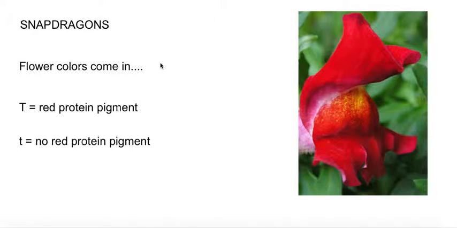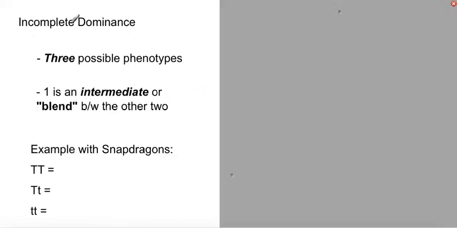So you'd expect snapdragons to come in two different colors. They could be red or they could be white. However, the pattern of inheritance that influences snapdragons is called incomplete dominance, so there's actually a third phenotype. Some snapdragons are pink. They're going to be a blend between the red and the white. Let's see how that works.